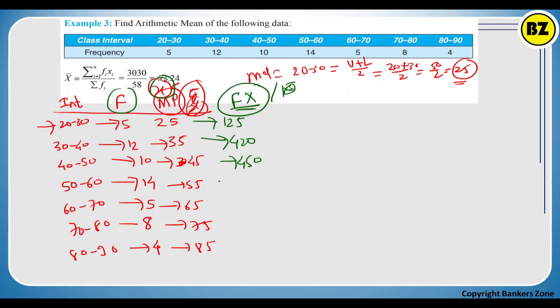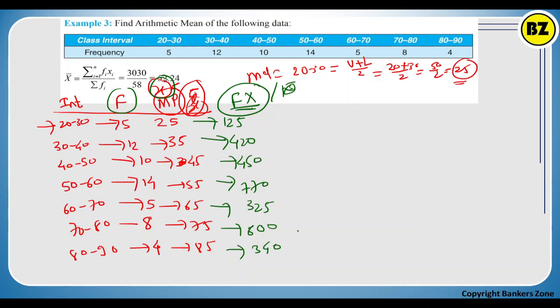So simply you multiply, okay? So 14 into 55, here you will get 770. Here you will get 65 into 5, 325. Here you will get 75 into 8. You will get here 600, right? Here 85 into 4, you will get 340, right? Okay, you try using the calculator, okay? Now you got the summation of f into x you calculated, right?